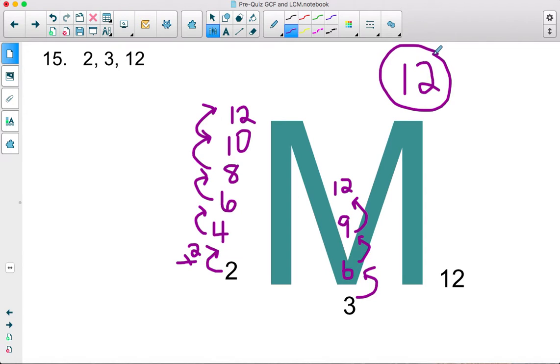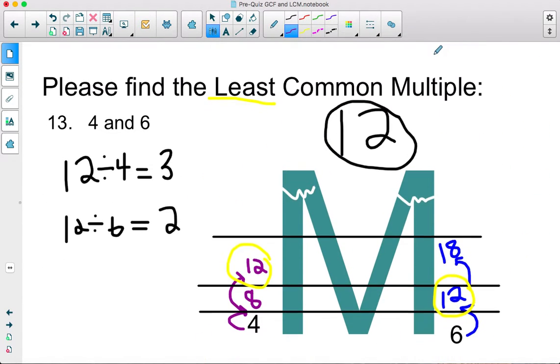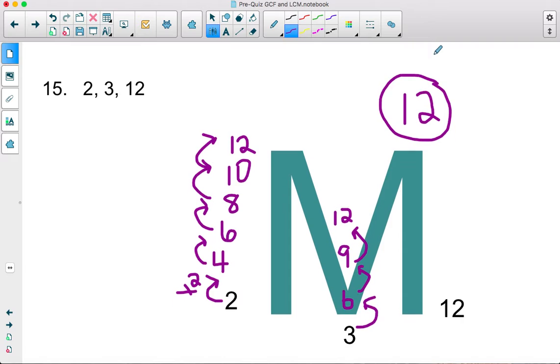Now it's a coincidence that both my previous answers were 12. Right here. And right here, I don't want you to think it's a coincidence. It's just the numbers I chose, so don't always assume that it's going to be 12.